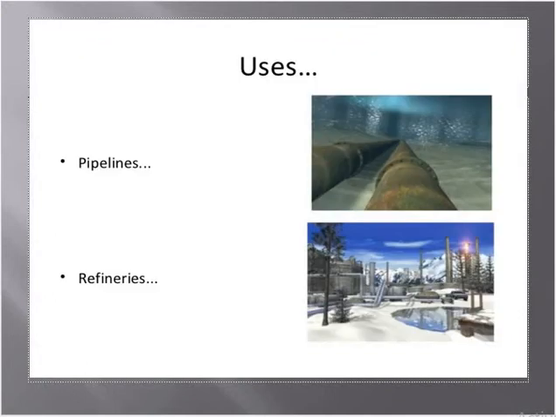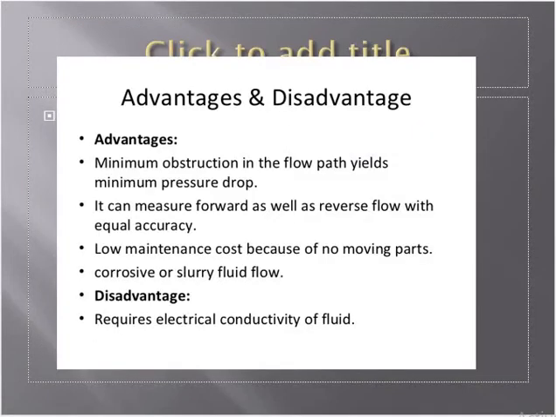One more use: generally we use magnetic flow meters in refineries and pipeline industries. Some of the advantages and disadvantages of this magnetic flow meter: minimum obstruction of the flow path yields minimum pressure drop. Minimum pressure drop should be there here, otherwise it is difficult to use. That is one of the good advantages.